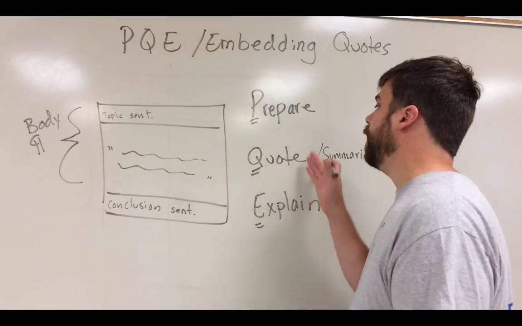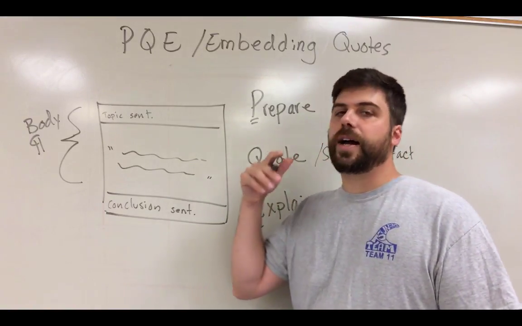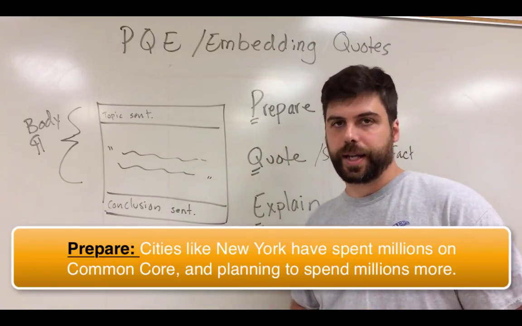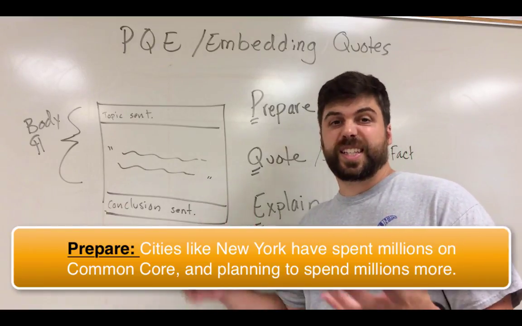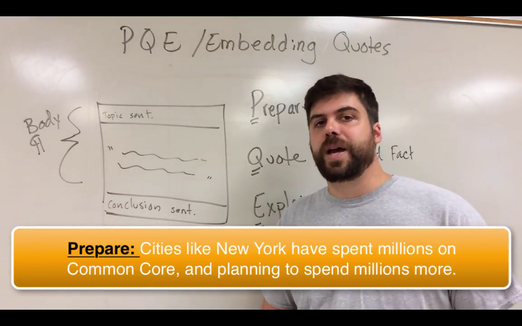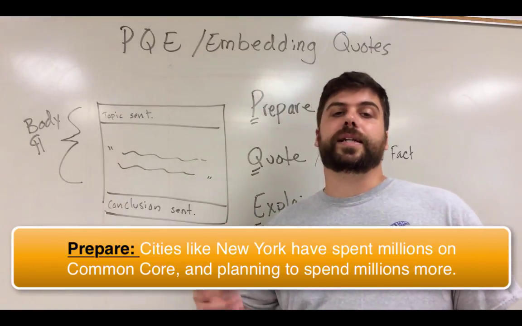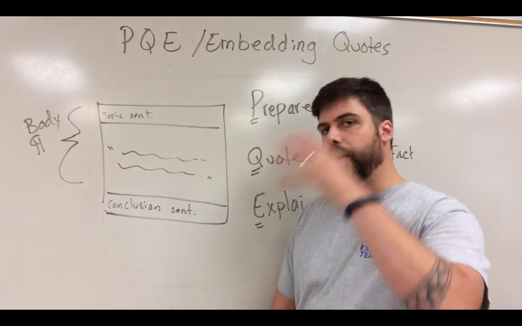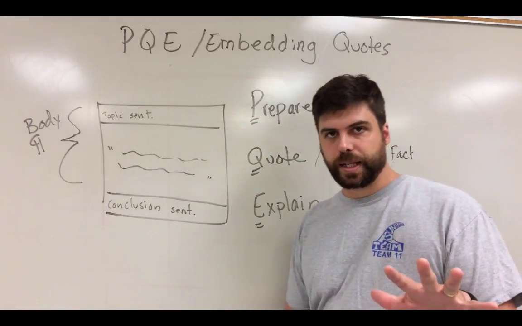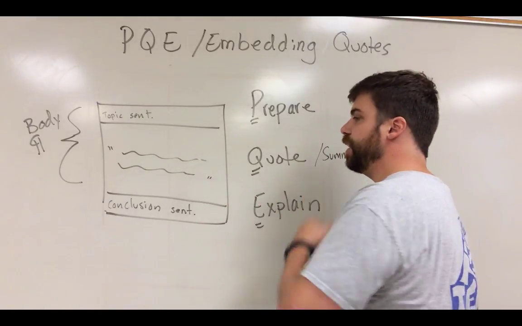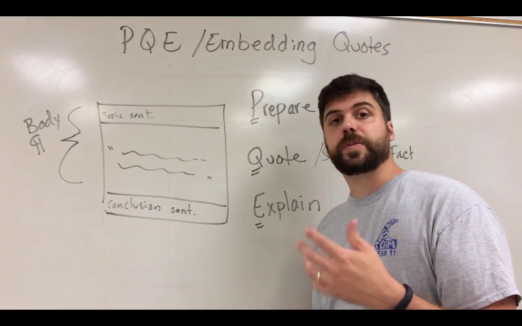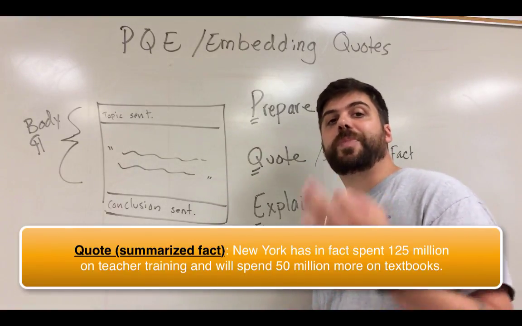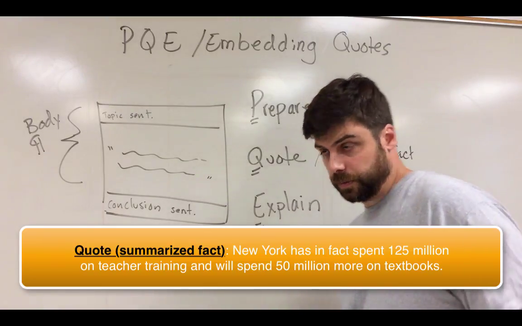So to prepare that summarized fact, we can have either one word or a group of words letting our reader know that's where we're heading. To say that the city of New York has already spent millions of dollars and plans to spend millions more. That way, our reader is going to be saying, okay, they've spent a lot of money. And then you hit them with that summarized fact. New York City has spent $125 million in teacher training and expects to spend $50 million more.